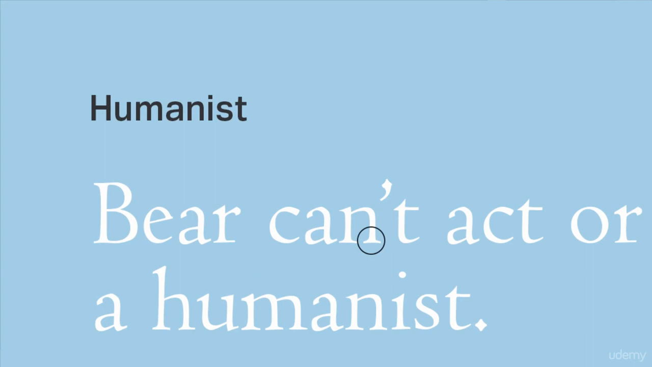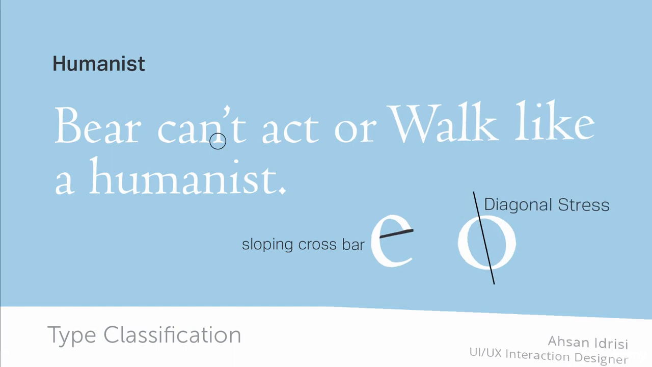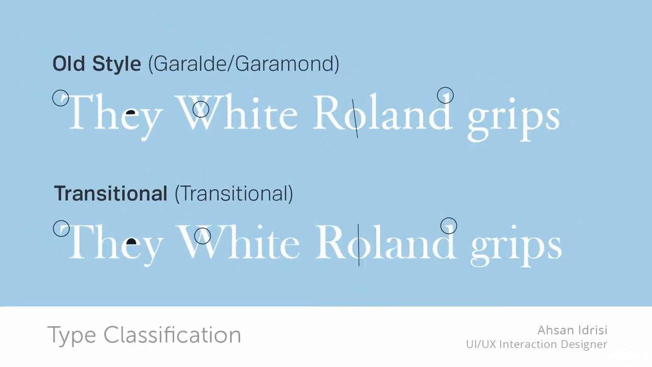So this is one other factor. So these are three factors. It has a very good diagonal stress, very slanted. Then we have the sloping crossbar, and then we have foot-styled serifs. Now I have shown you old style or Garalde.